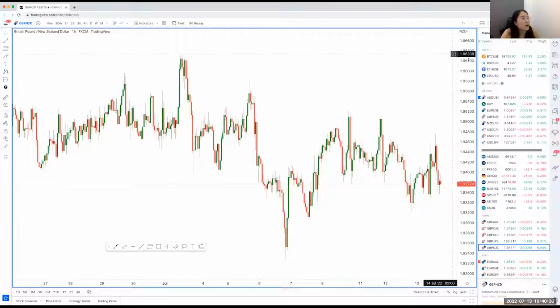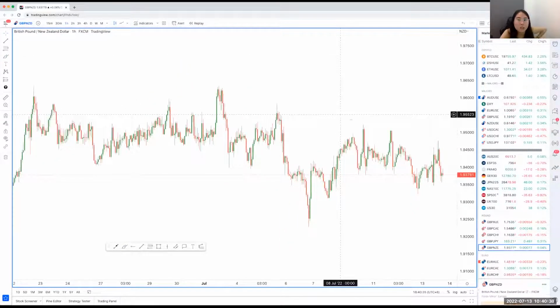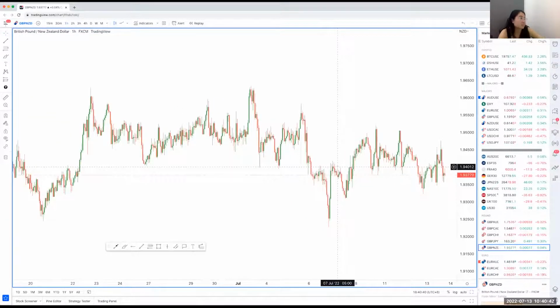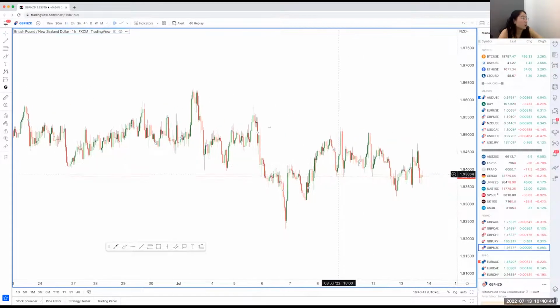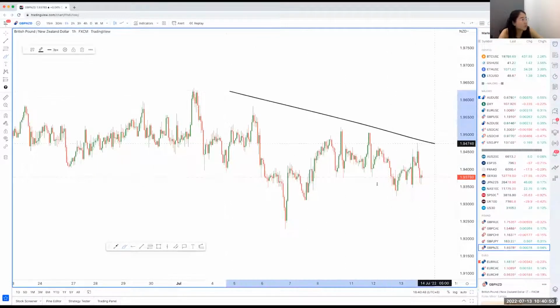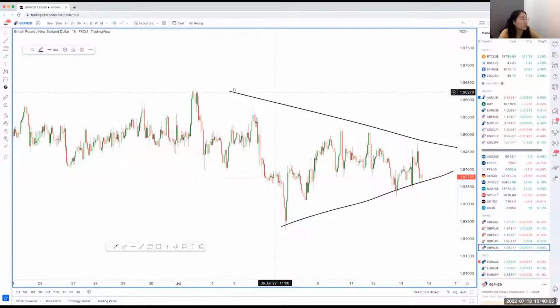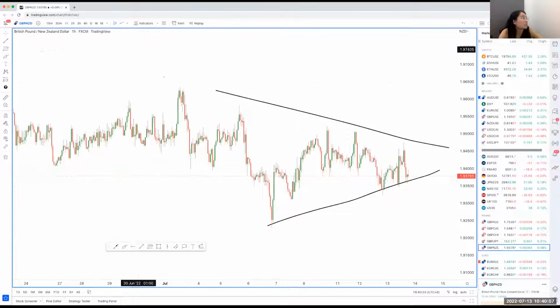Okay. One thing about the moving average that you might want to know is that it works very well on trending markets. You can see here that the market is kind of going sideways. There's a little bit of a triangle going on, but it works better when it is ranging.